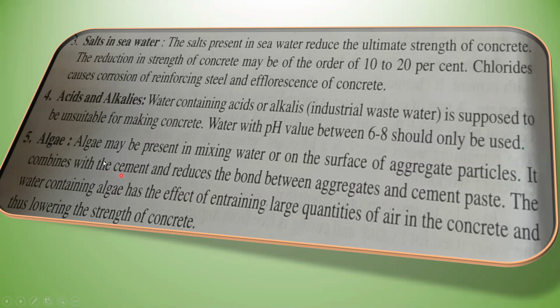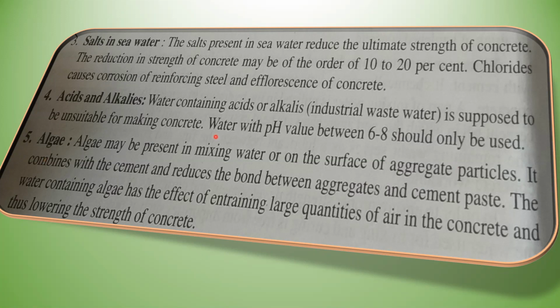Now, if there is algae present in the water, what will happen? Algae is what you find in the water, right? The green color that you get in the water. So that is called algae. Algae may be present in the mixing water or on the surface of the aggregate particles. Usually if you're going for a batching plant, you are not going to find all these things, because there will be good quality control and the aggregates will be of good quality.